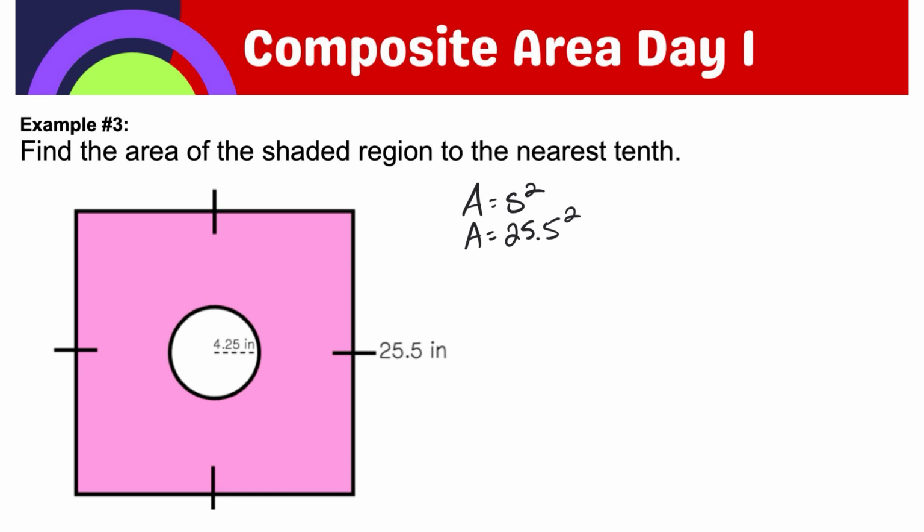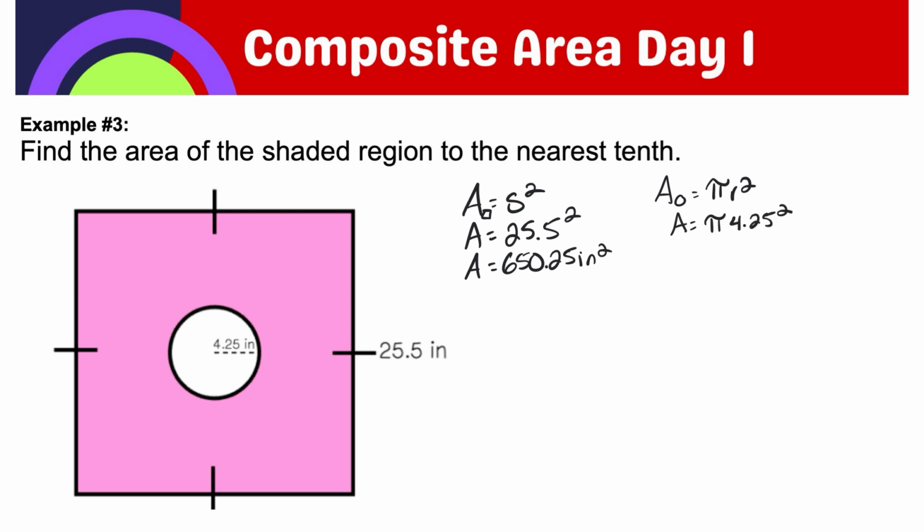That leaves us with the area of 650.25 inches squared. And again, that's the area of the square here. Should label that. Now to find the area of our circle, again, pi r squared. Substitute this in. We know the radius is halfway through the circle, so that's 4.25.